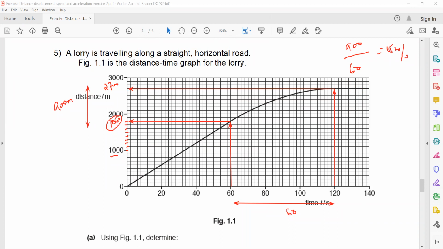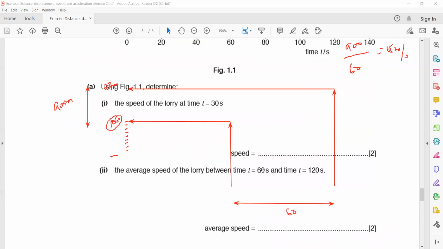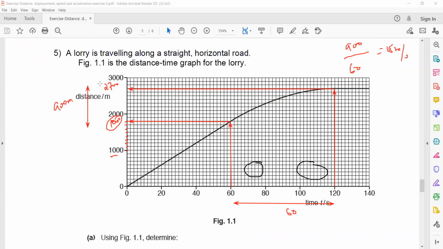So in part 2, the total distance is 900, because they want you to calculate the average speed between 60 and 120 seconds. When it was 60 seconds, the distance was 1800. When it is at 120 seconds, the distance is 2700. So what is the distance travelled between 60 and 120 seconds? When I subtract, that comes out as 900. Clear? And the time interval, because it started at 60 and ended at 120, is 60.